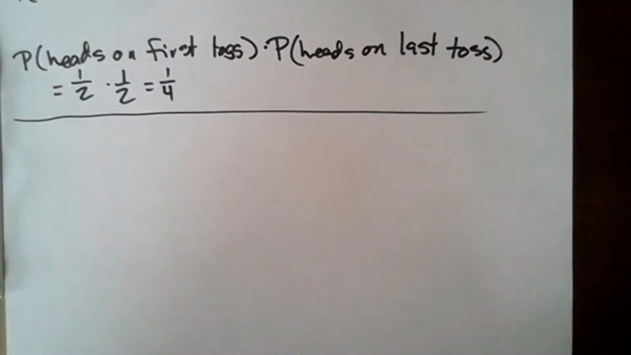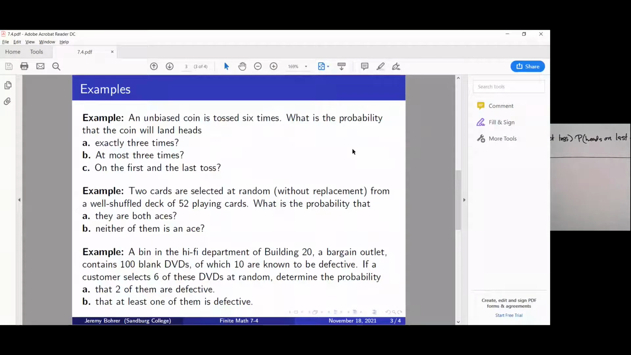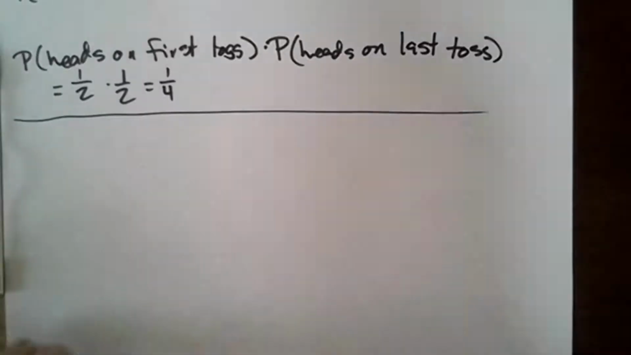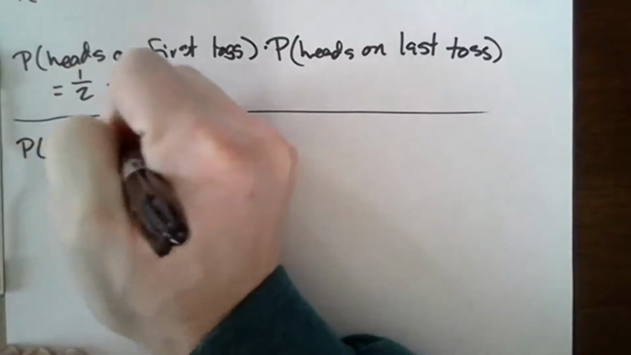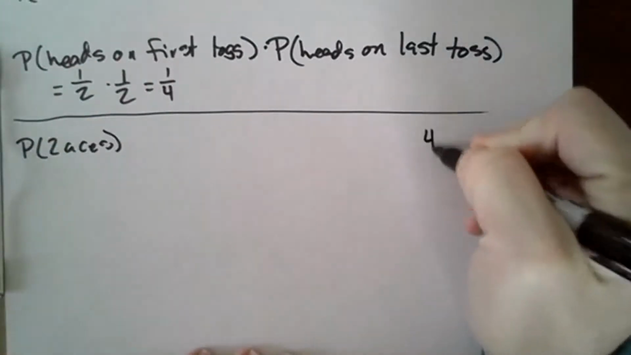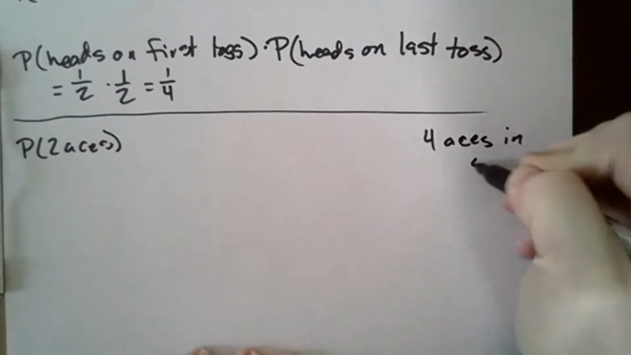Moving on, back to that question I started to read before. 2 cards are selected at random without replacement from a well-shuffled deck of 52 playing cards. What is the probability, A, that they are both aces, and B, that neither of them is an ace? Well, there are, of course, 4 aces in a 52 card deck.